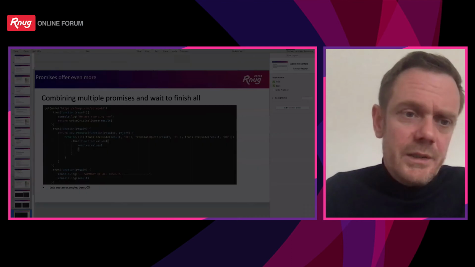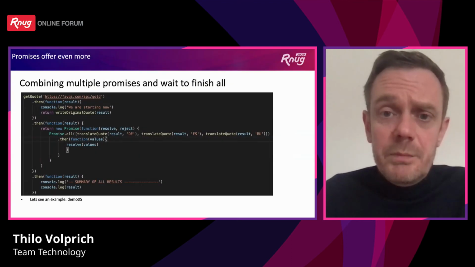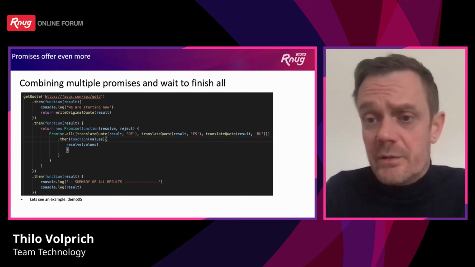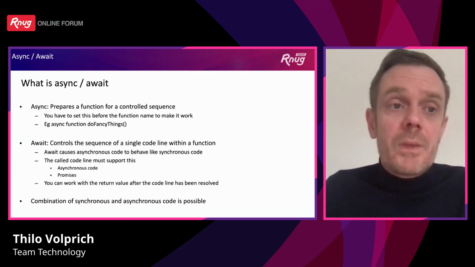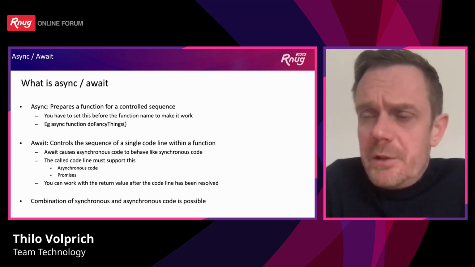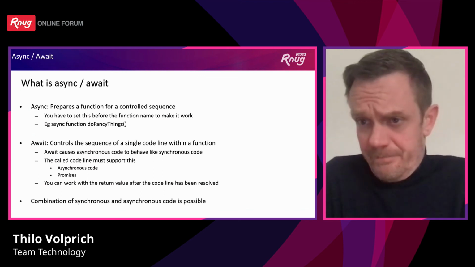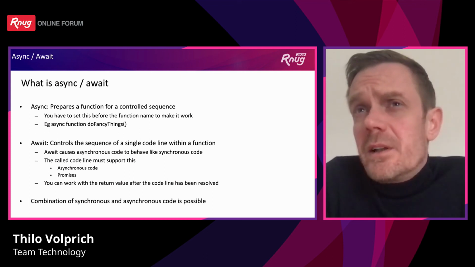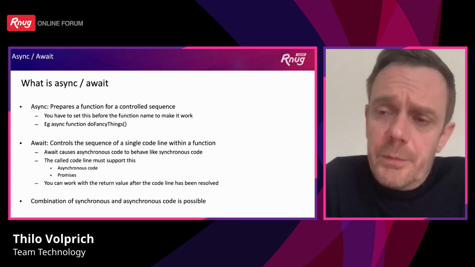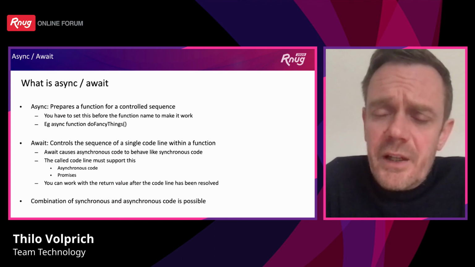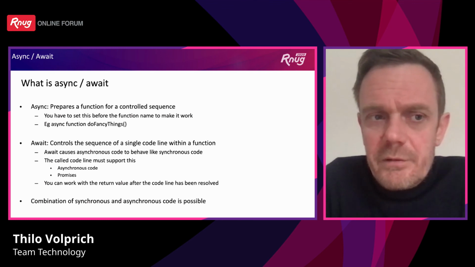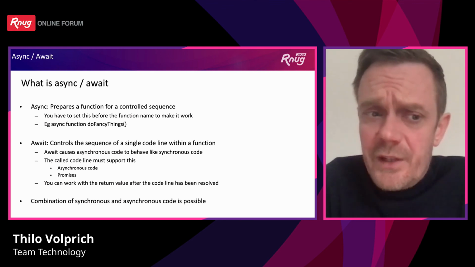Let's jump in here. So this is combining multiple promises and waiting to finish all, even within an existing outer promise chain. If you understand async, if you understand promises, maybe you're asking, why do I need async await? Async await behaves completely the same as promises do. It's just syntactical sugar. It's easier to write, but the behavior is completely the same.